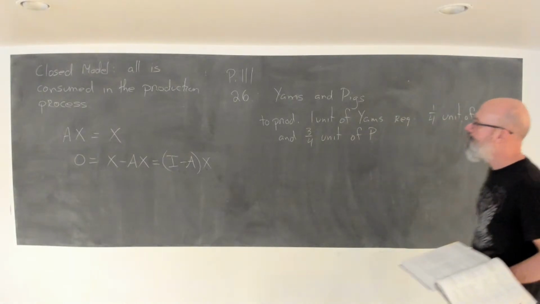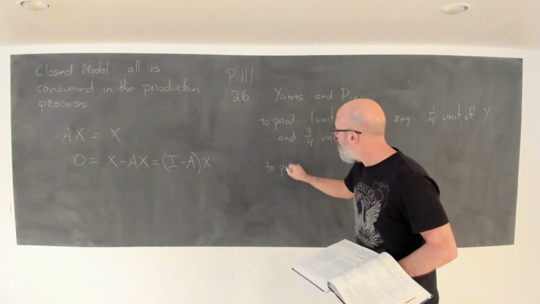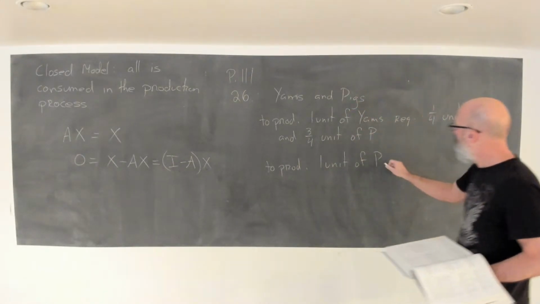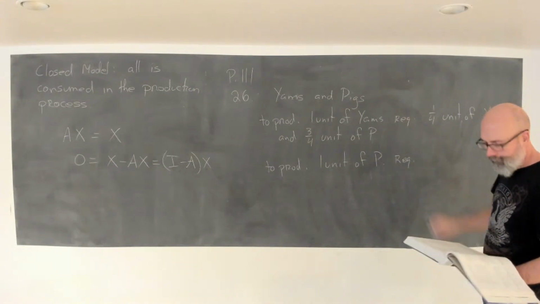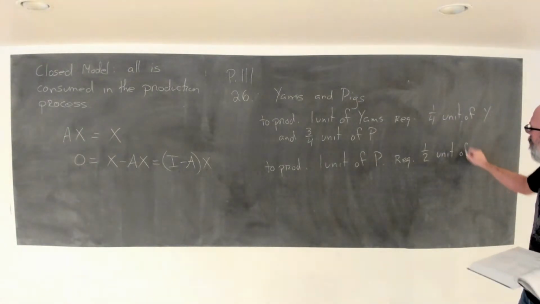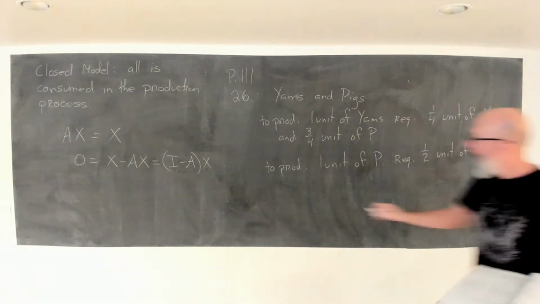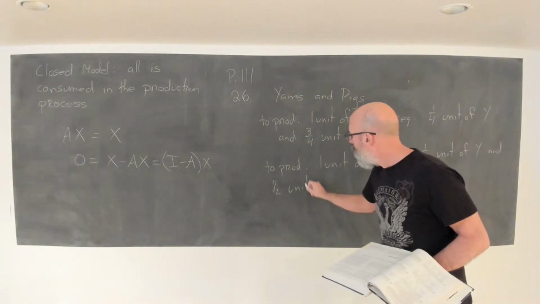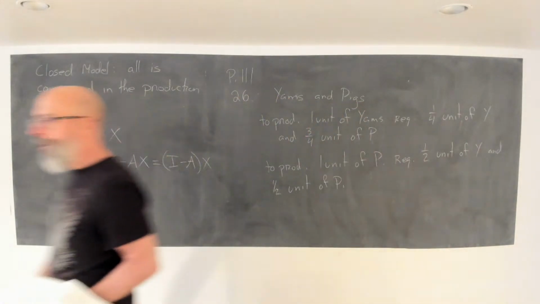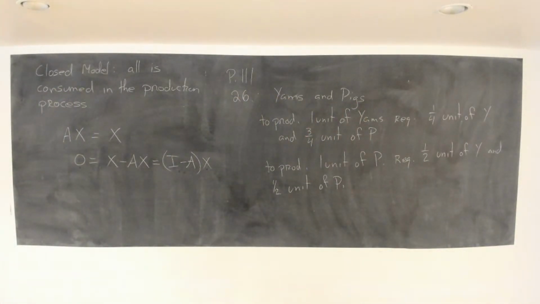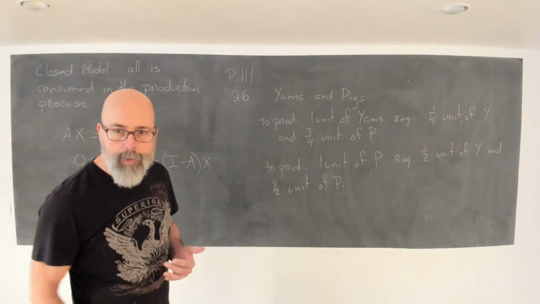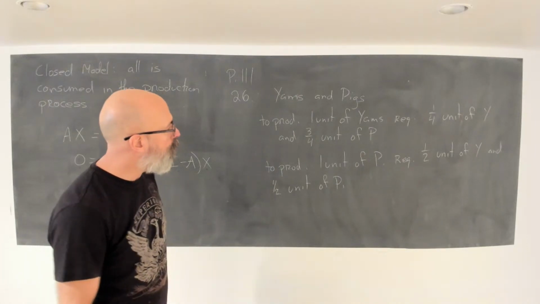of pigs. Similarly, to produce 1 unit of pigs requires half a unit of yams and half a unit of pigs. Here's the question. What is the ratio of yams to pigs that must be produced?